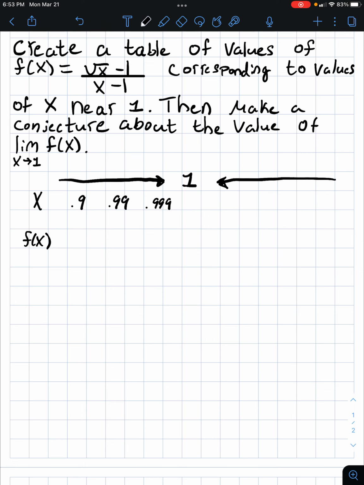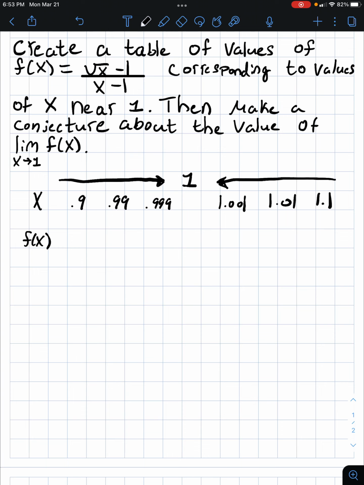And on the right hand side, let's use 1.001, 1.01, and 1.1. Now, what are the corresponding f of x values?